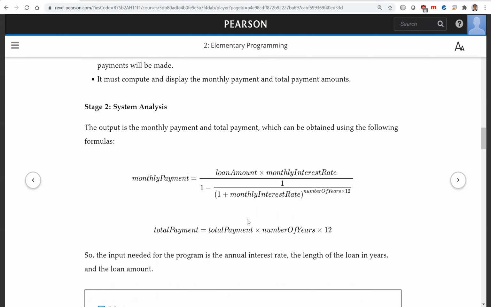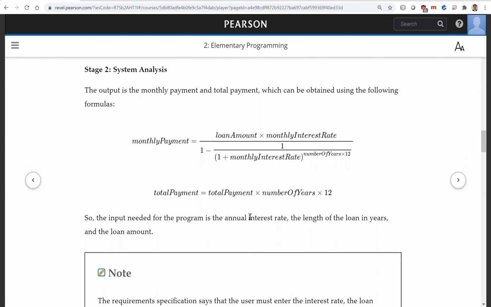For the input now, the input is the annual interest rate. So we're going to convert the annual interest rate into the monthly interest rate by dividing by 12, and also the interest rate is entered as a percentage. So we're going to divide it by 100 to get the real number.